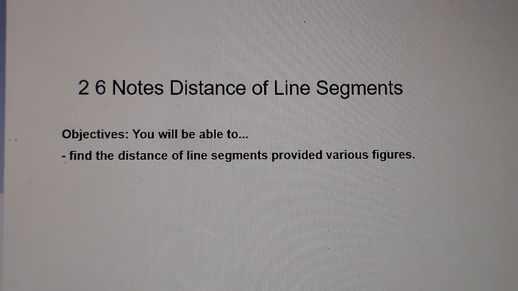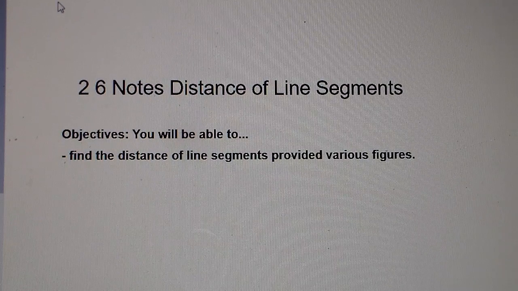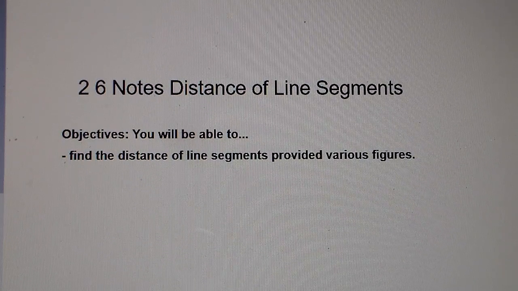Hi, these are notes to 6, notes distance of line segments. Objectives: you'll be able to find the distance of line segments provided various figures.